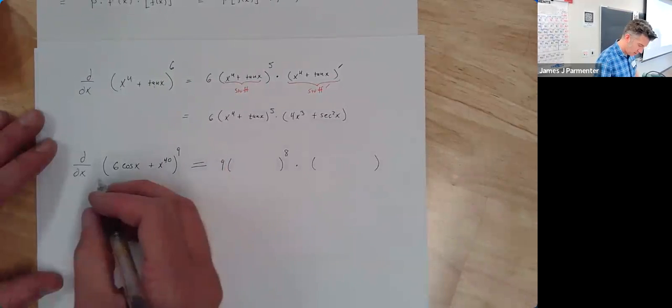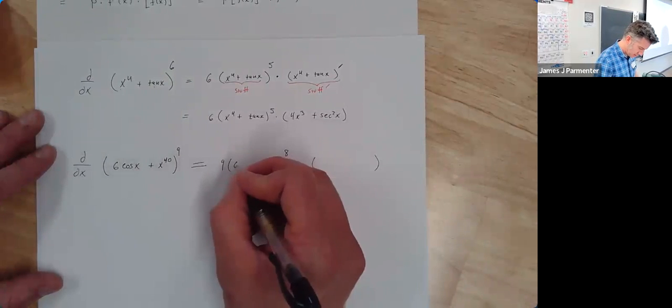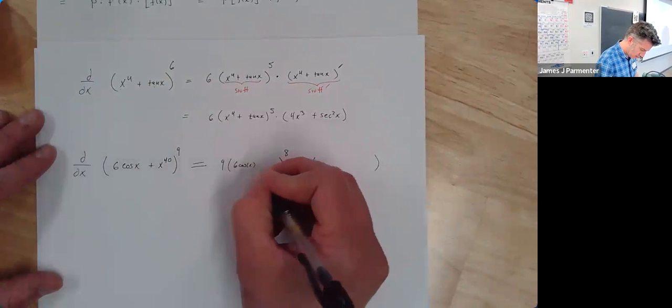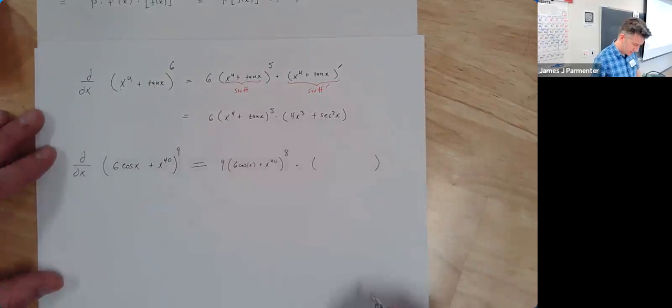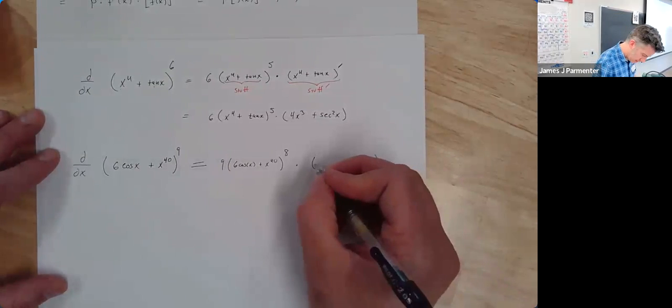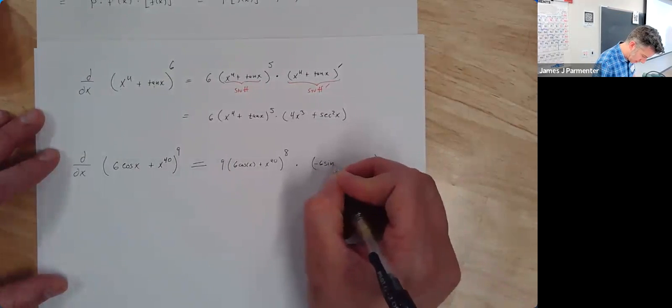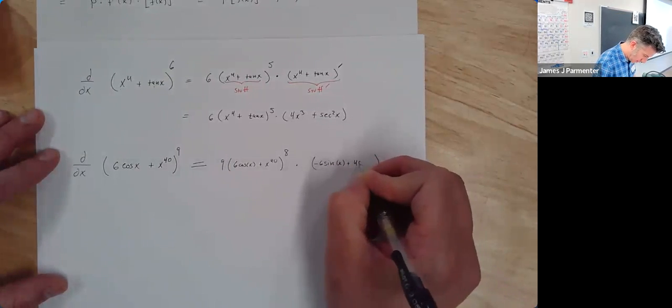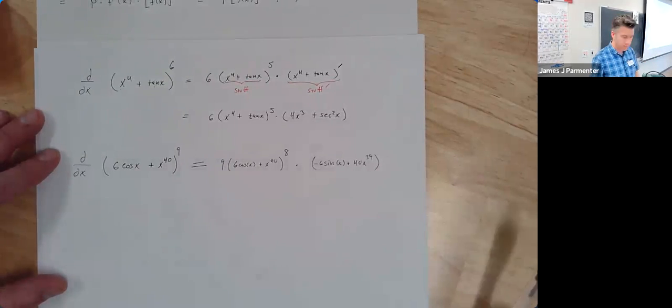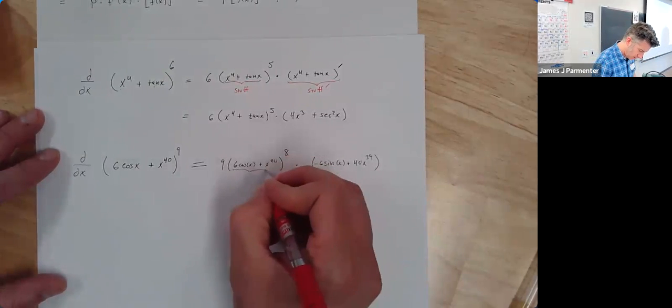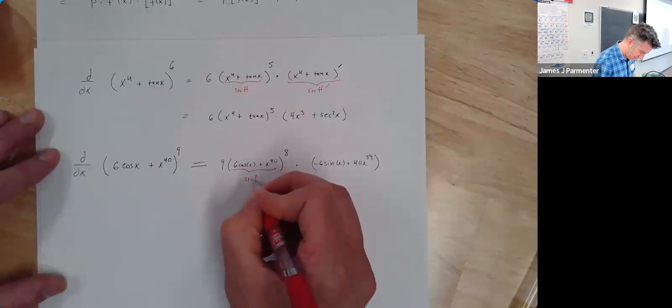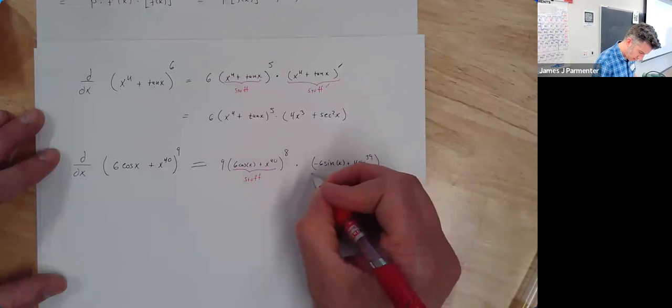In this case, the stuff is 6 cosine of x plus x to the 40. And the derivative of that stuff is -6 sine of x plus 40x to the 39th power. Not at all necessary to write that this is the stuff, but it does help me see what I am doing.